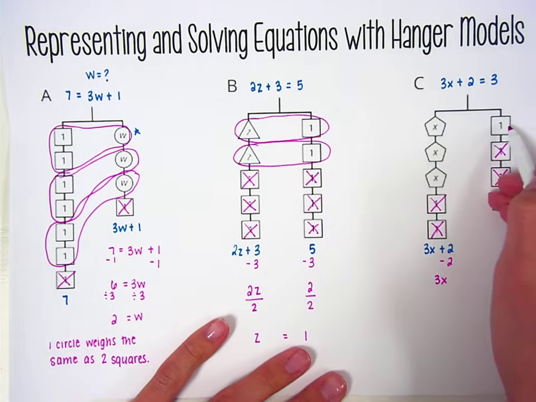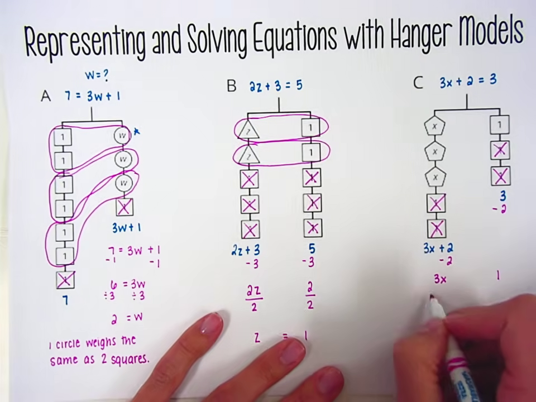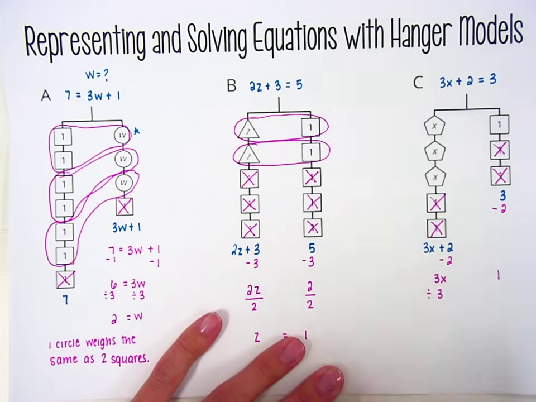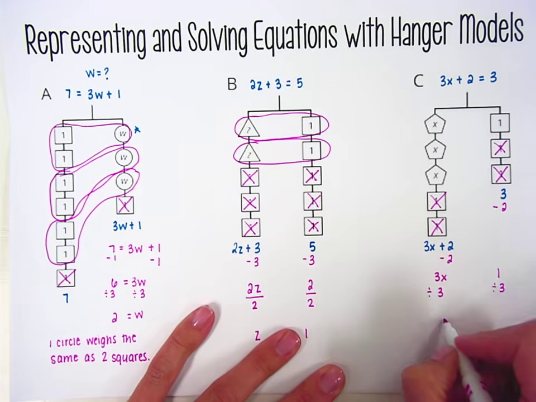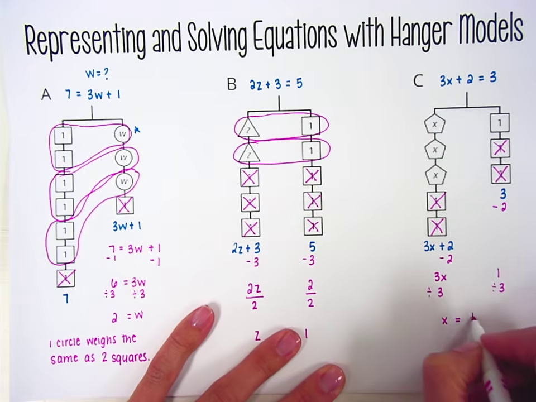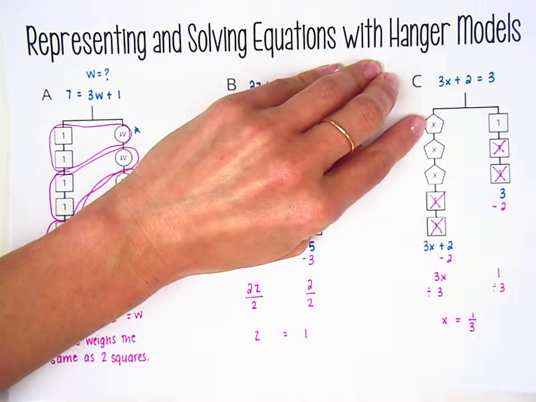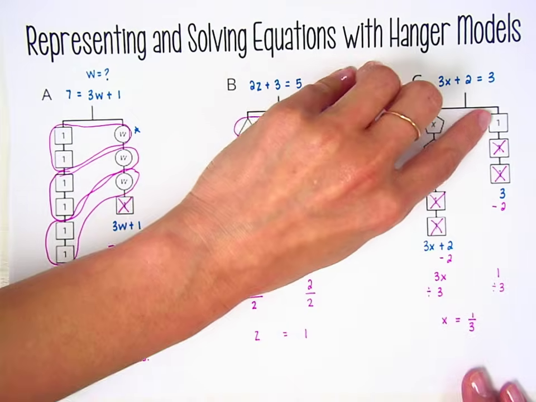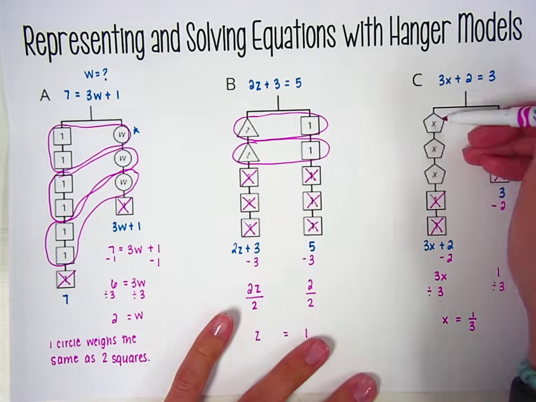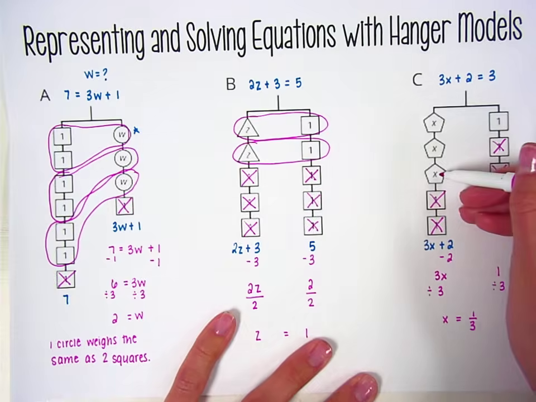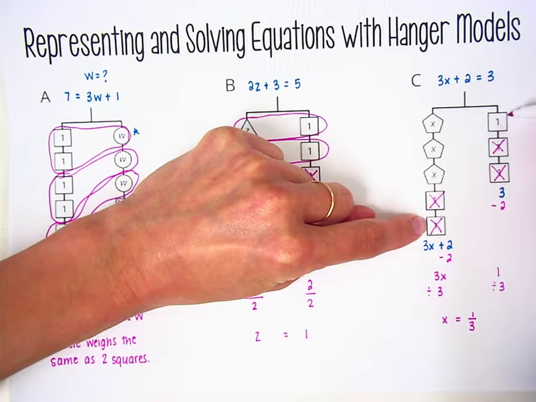So 1 square can't weigh the same as 1 pentagon. In this case, we're going to split those X's into 3 groups. We can split this 1 square into 3 groups as well. And that tells us that X is equal to 1/3. This means that 1 pentagon weighs the same as 1/3 of this square. And we can check this out. We have 1/3, 2/3, 3/3, that's 1 whole, 2, 3. 3 is the same as 3.